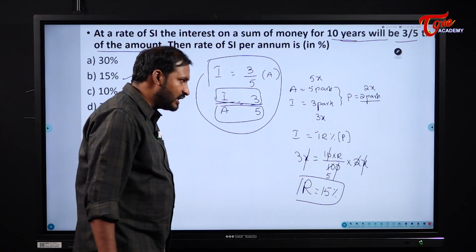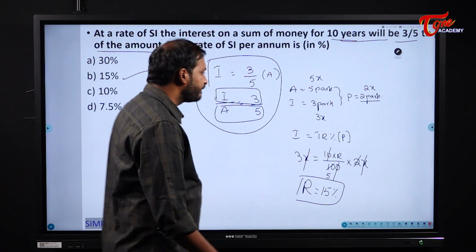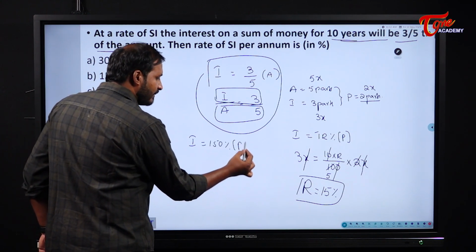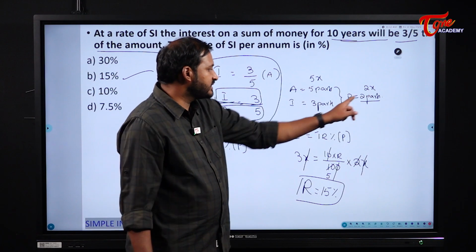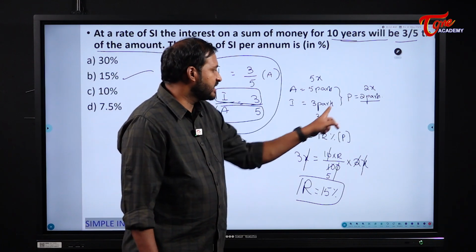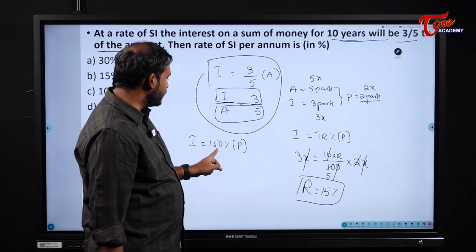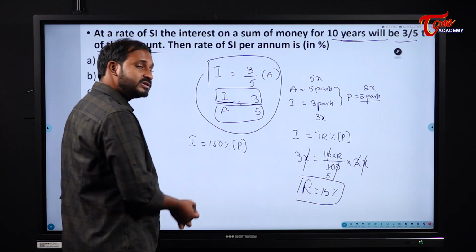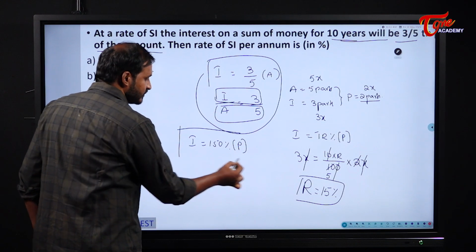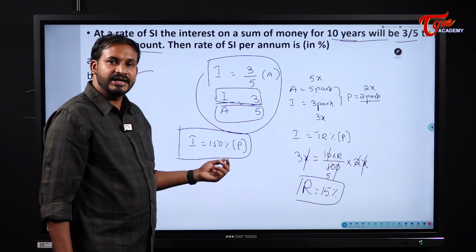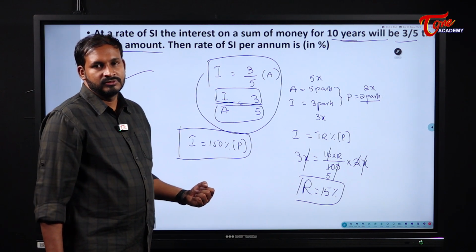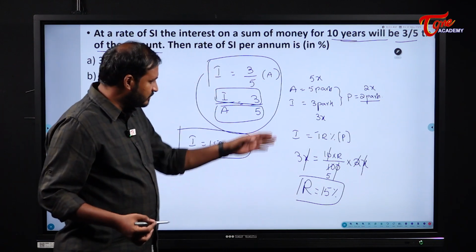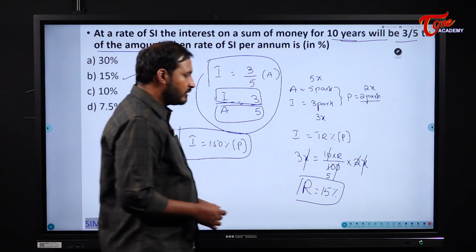Actually, if you are really good, what is the relation between these two? Interest is equal to 150% of principal. Am I correct? Why? Because this is 2x and this is 3x. Interest is equal to 150% of principal. Here itself the t value is already 10. So R will become how much? 15. You can write it directly also after writing this. Okay, if you are good. If not, don't worry. Take some time and try to solve it. Okay, next one.